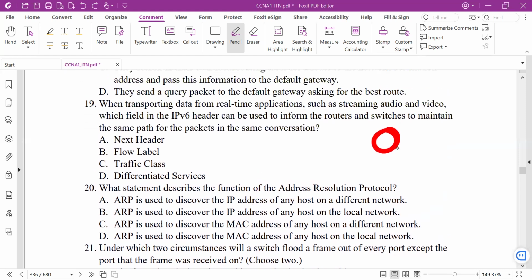Okay, let's have the same scenario. Right, if I have the same scenario, now we are using IPv6, PC1 and PC2.